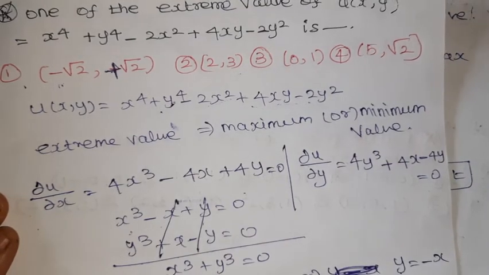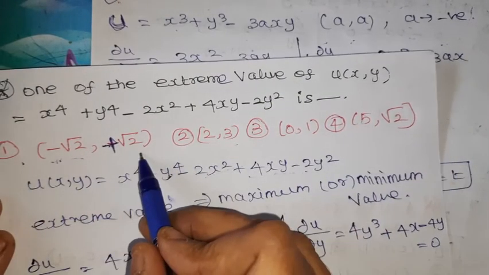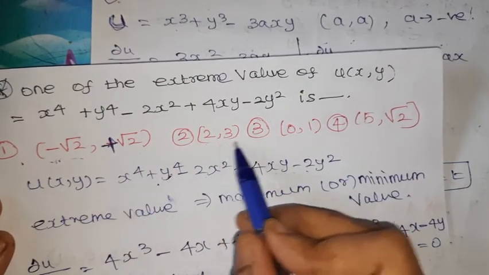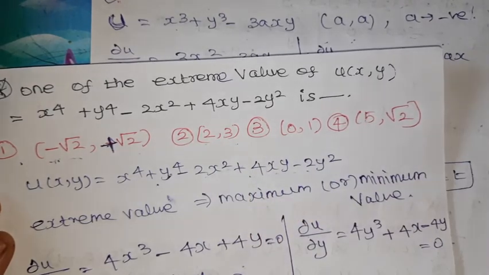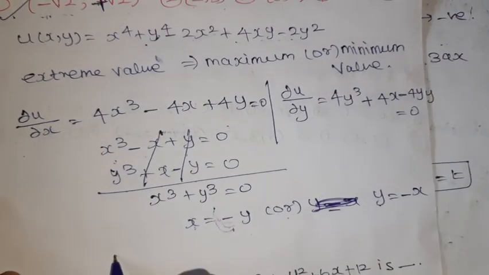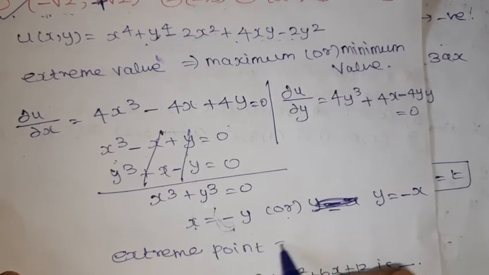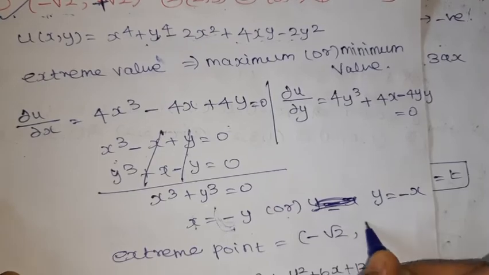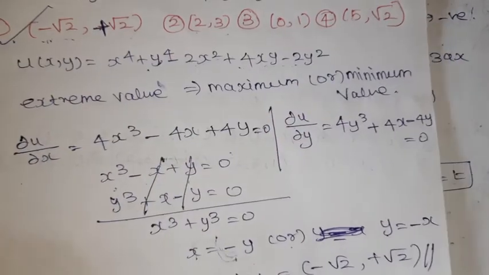Okay, x should be equal to minus y. So x equal to minus root 2, then what is y? Plus root 2. So check the rest of the conditions, the x and y values are totally different. So what is the extreme point? The extreme point is only being asked. The extreme point is nothing but minus root 2 comma plus root 2. Option 1 is the right option.